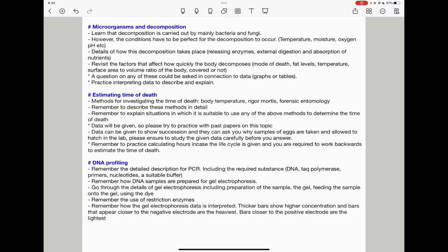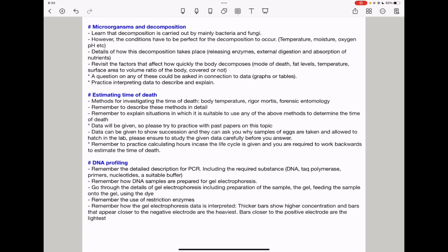You need to remember to describe these methods in detail because actually data can be brought. They could be graphs showing how the body temperature decreases. They could be graphs showing the change in rigor mortis or stiffness of muscles. Information showing the specific species of flies that have been found on the body. That could be connected to other questions. Remember to explain situations in which it is suitable to use any of the above methods to determine the time of death. Required data for this will be given, so please revisit past papers on this topic.